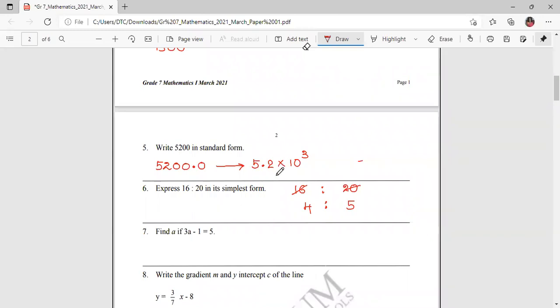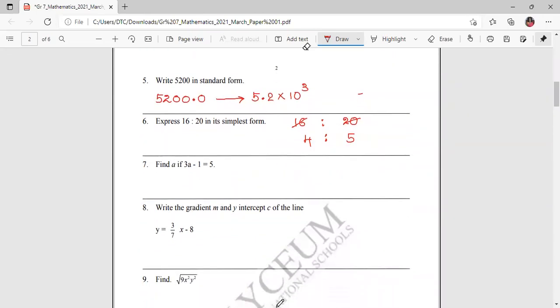Then question number 7, you have an algebraic equation and you want to find the value of A. How can we find it, children? So you write that 3A minus 1 will be 5. You want to find the value of A. For that, you want to keep A alone. So you want to send that negative 1 to the other side. When you send that negative 1 to the other side, what will happen, children? Now 3A is here. That negative 1 becomes positive. So then what will be there?